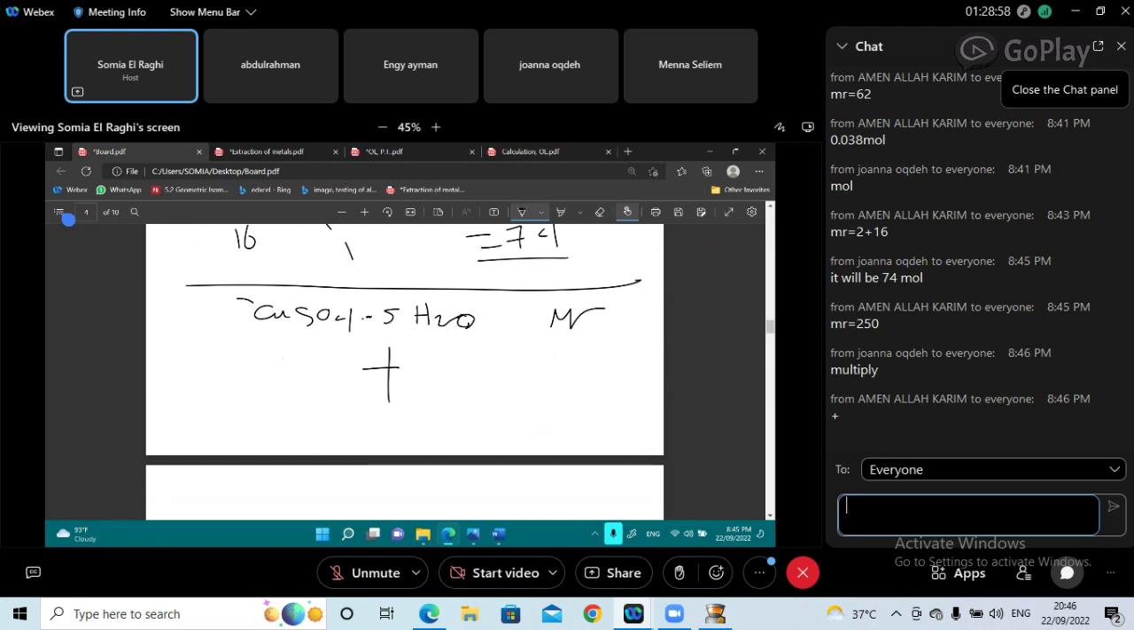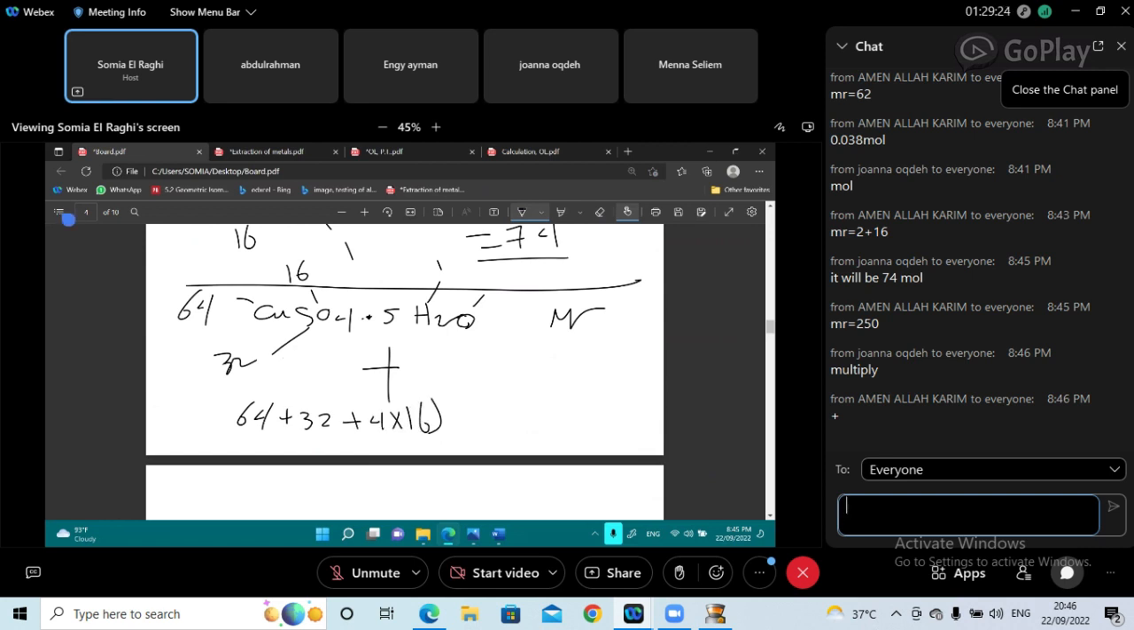Repeat again. Any formula that has this dot means, as you said, it's a hydrated salt. So copper is 64 from the periodic table, with this 132. Oxygen we saw before is 16. Hydrogen is 1. So what I do now: 64 plus 32 plus 4 times 16.